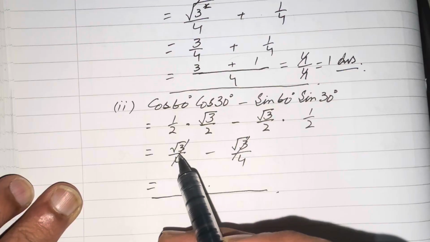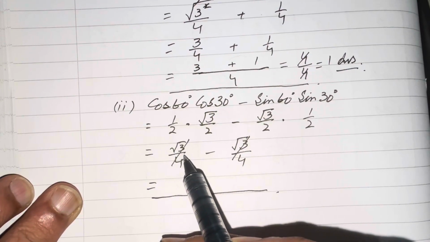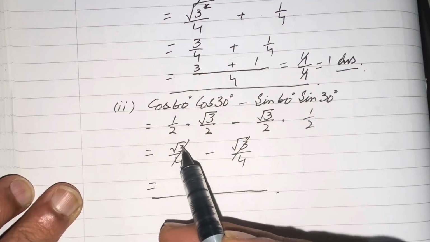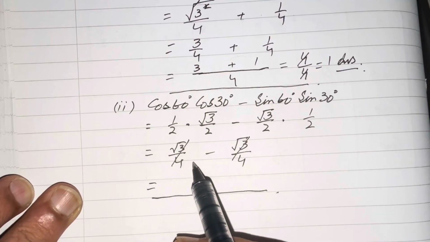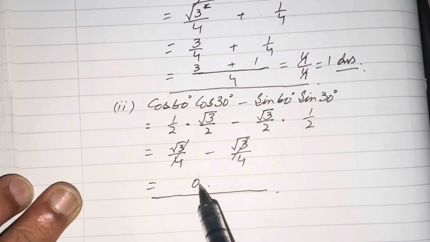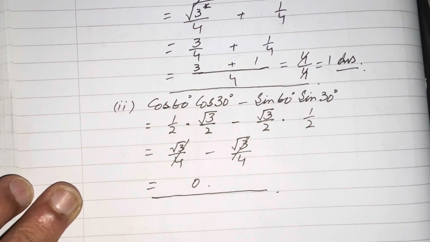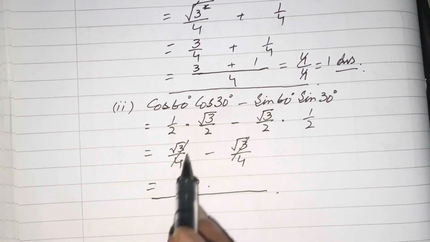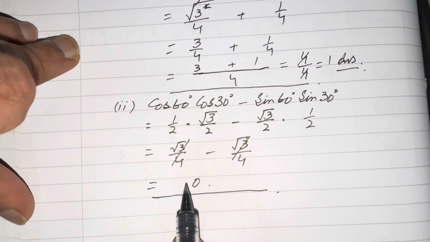So we can finish this question at this step. These are both the same values and they are subtracting from each other, so they will cancel each other, so the answer will be 0. So that's the simplest and shortest way to solve this kind of question.